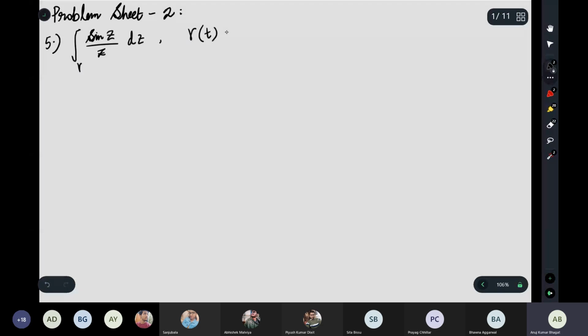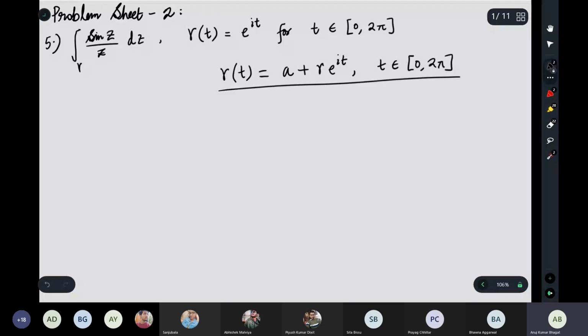So gamma t is the circle of radius 1 centered at the origin, for t belonging to 0 to 2 pi. You should definitely know that whenever I have gamma t like this, a plus r e to the power it, with t from 0 to 2 pi, what is this curve, this contour? A circle centered at a and radius r. Right. So this is how the equation of a circle, a contour circle, looks.